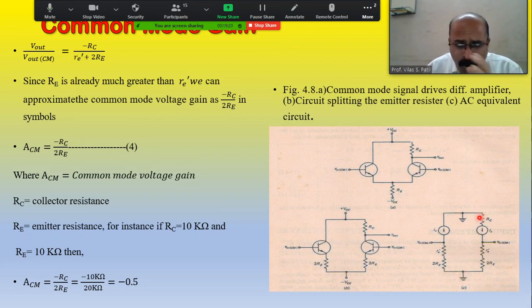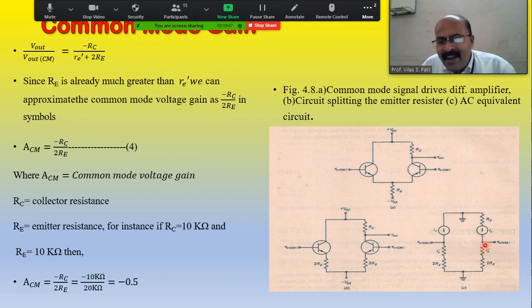In the right hand branch, just apply the AC equivalent circuit. This is RC, and this is the collector current, also shown by the arrow in the downward direction. Then the input to the base, the common input, is shown by VinCM. Here the notation CM is the common mode.